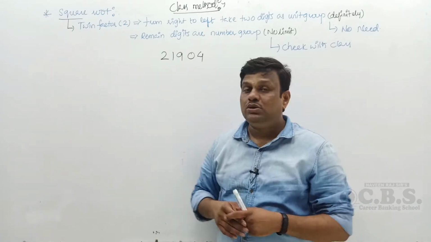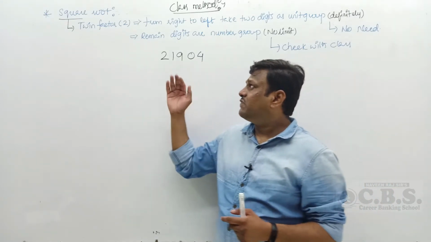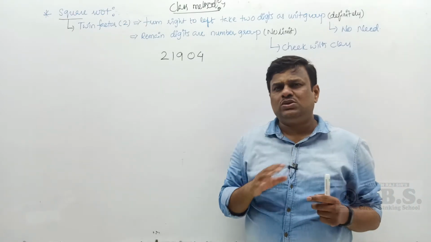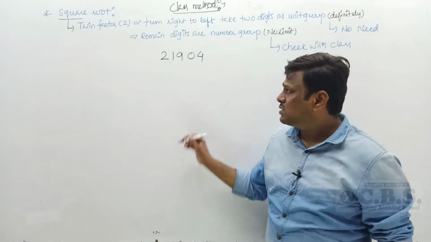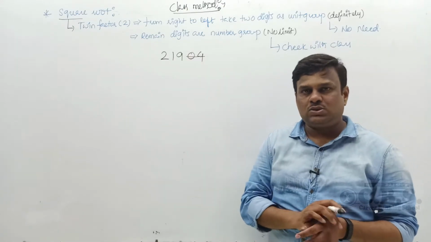But in this one, we're going to discuss a class method technique. What is meant by class? You go from right-hand side to left-hand side. The two digits form a unit group, so no need to take the unit group. You just cross it off.